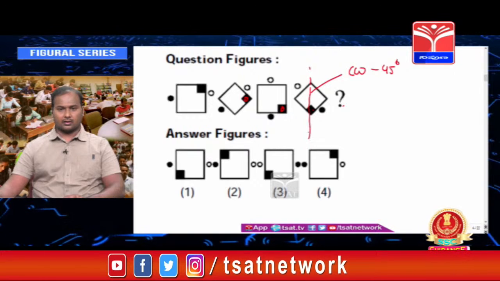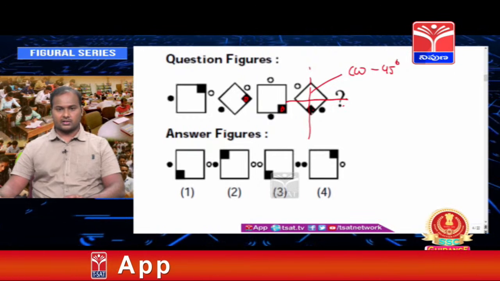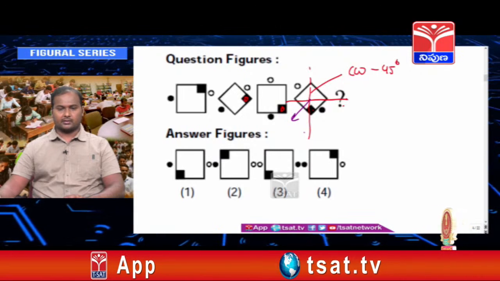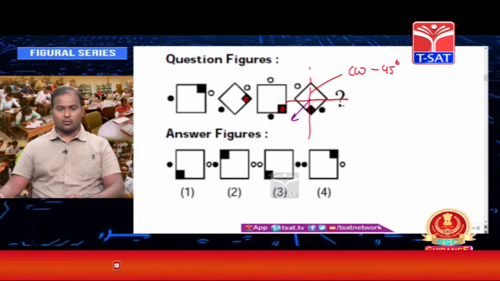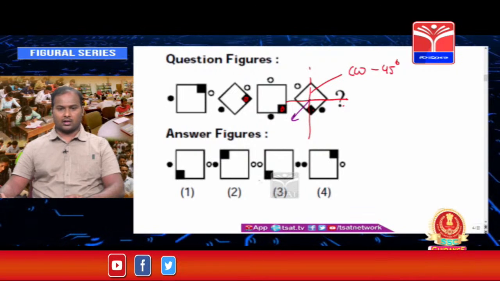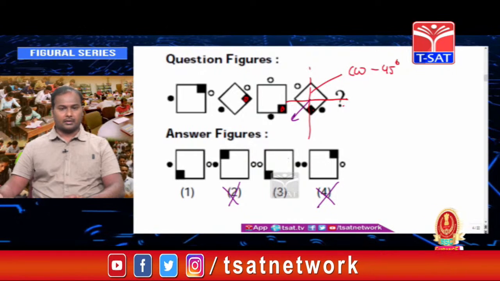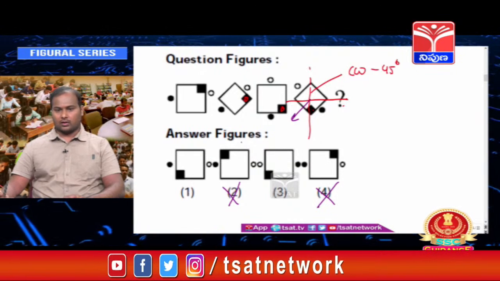Now see here, draw two lines like this. Now it is 45 degrees, so the direction will be like this, right? The direction here matches only two options, that is option 1 and option 3. So option 2 and option 4 are eliminated. Now your answer will be either 1 or 3.